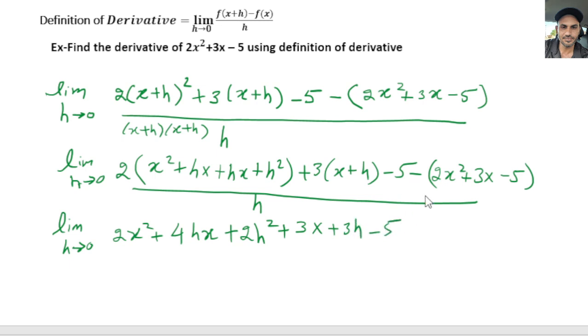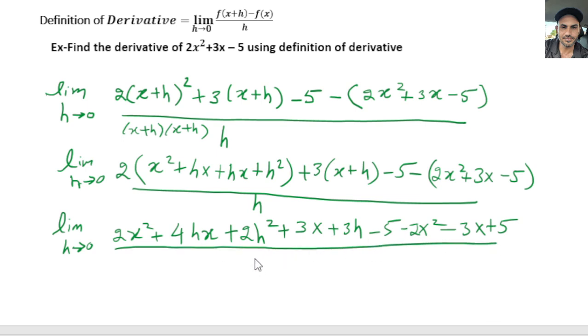Minus 5, and this negative gets distributed inside. So when there's a negative, there's no number, that means there's a 1 here automatically, so negative 1 multiplies inside. It basically changes the sign of every term inside. So the 2x squared is positive, it becomes negative since negative 1 multiplies with it, negative 2x squared, and negative 3x, and negative times negative becomes positive 5. So when there is a negative outside the parentheses, it's multiplying with the terms inside, it's going to change their signs. So the positive becomes negative and the negatives become positive, and then everything divided by h.